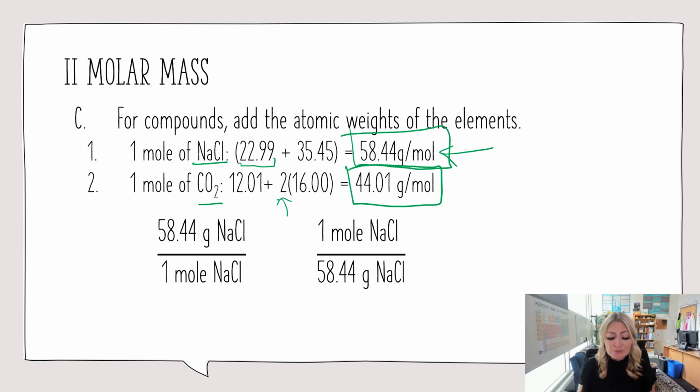And now I can use these to show conversion factors. I know that there is 58.44 grams of sodium chloride in a single mole of sodium chloride, and vice versa. 1 mole has 58.44 grams of sodium chloride.